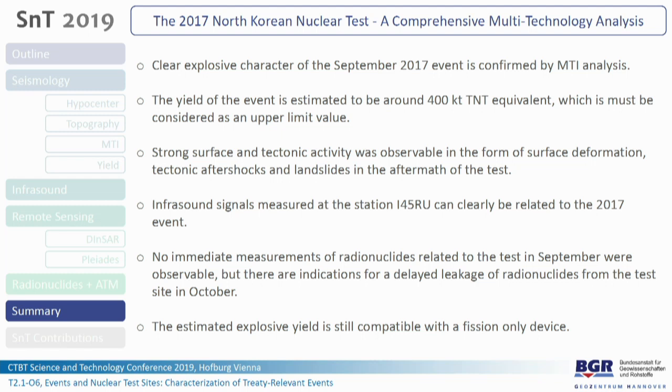We could measure infrasound signals at station I45, and there were no immediate measurements of radionuclides in September, but there are some indications of a delayed leakage of radionuclides from the test site in October. The yield estimate, when we compare it, is still compatible with a fission device only and does not require a fusion device, we would say, because this was the announced thing at the beginning.